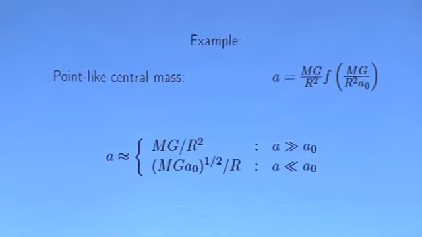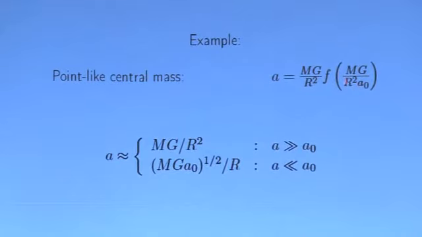So in the limit a0 goes to 0, in other words, the argument of f goes to infinity or becomes very large compared to 1, you want to restore standard dynamics, so f has to go to 1. In the opposite limit, you want scale invariance. So a, being essentially length over time squared, scales like 1 over lambda if you scale everything by lambda. M and G do not scale.